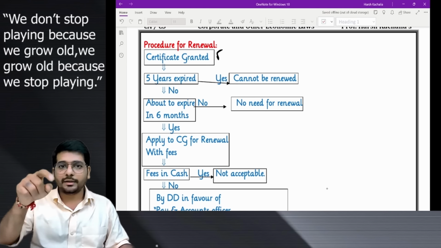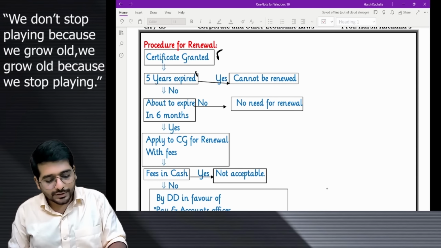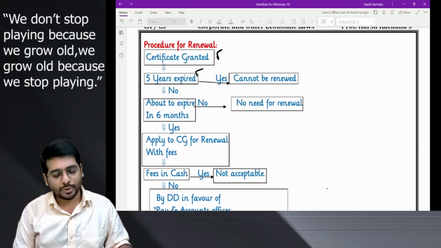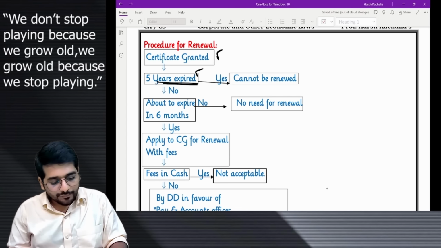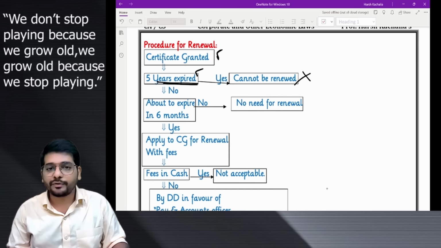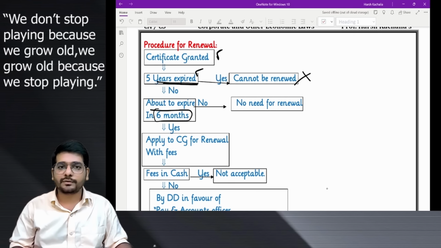Certificate granted. Exactly what is given in the question. The certificate was granted. 5 years is the requirement for the certificate. Remember this 5 years. If 5 years have expired, then no renewal is possible. If 5 years have not expired, then the renewal shall be done within 6 months.